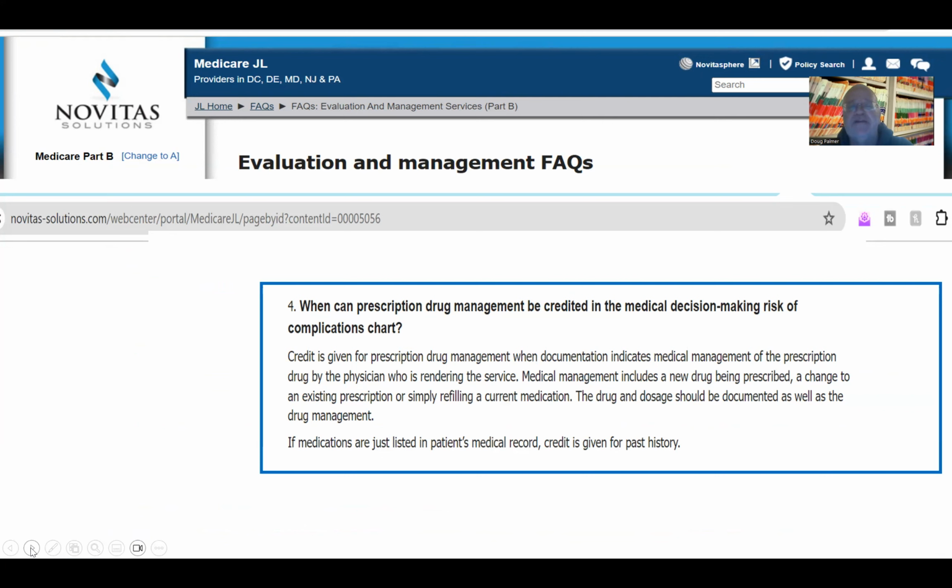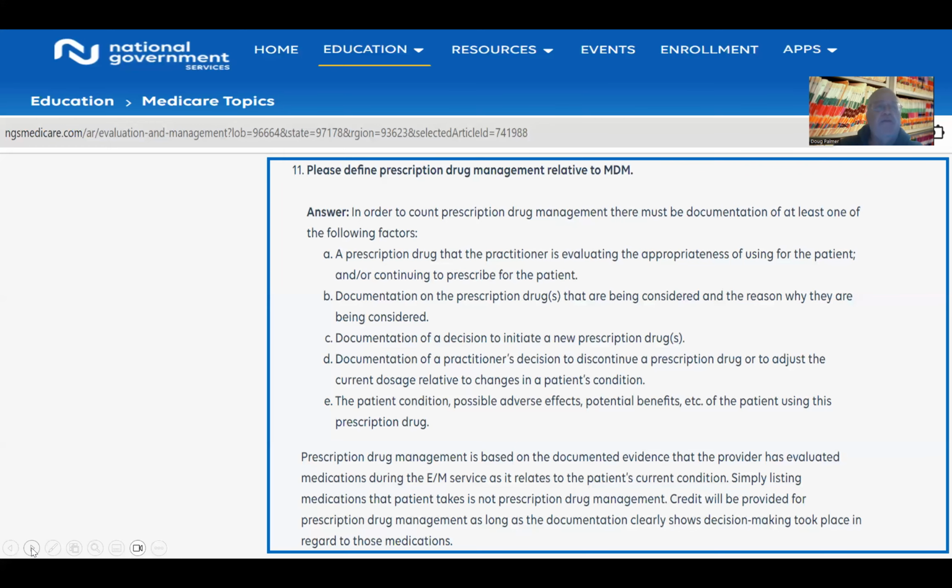When can prescription drug management be credited in the medical decision-making risk of complications chart? Credit is given for prescription drug management when documentation indicates medical management of the prescription drug by the physician who is rendering the service. Medical management includes a new drug prescribed, a change to an existing prescription, or simply refilling a current medication. The drug and dosage should be documented as well as the drug management. So again, I think we got one more here, or maybe even two more.